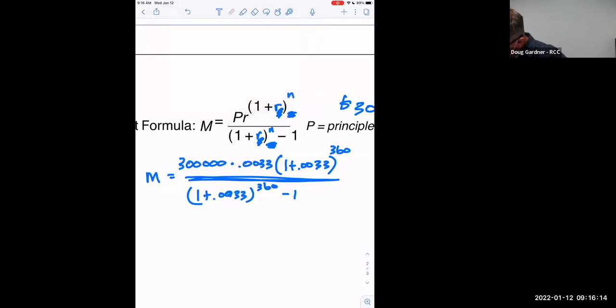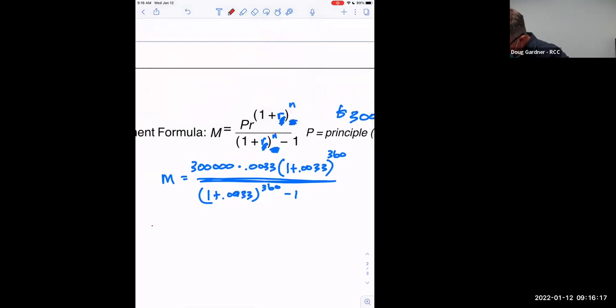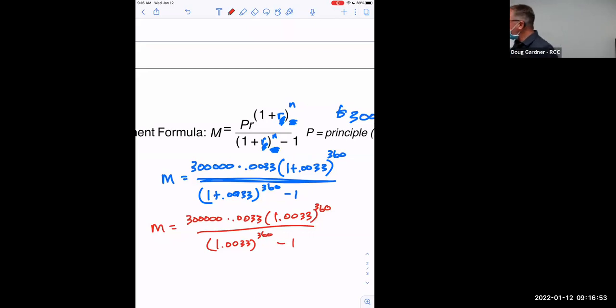So, I guess that would be 1.0033. Dang it, why can't I have a brain? Would you agree I just completed step one? I did the parentheses. What's next in the order of operations?